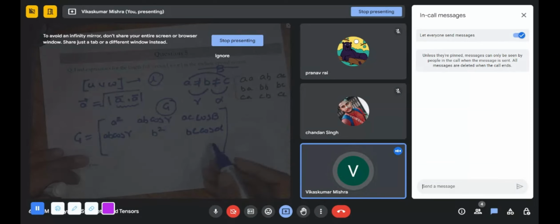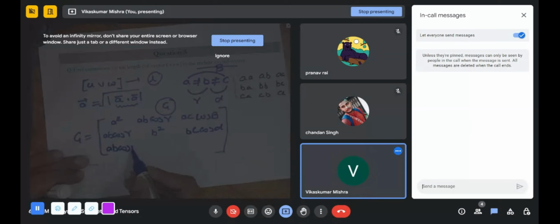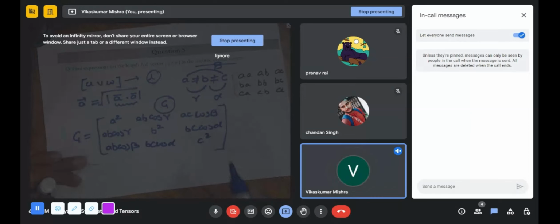And that's how we can complete all the things. That is AB cos of beta and BC cos of alpha, and it will be C square. We found the metric tensor. That's all we needed to do. So this is the metric tensor corresponding to the triclinic crystal system. So let's move ahead and complete our question and our answers. Let's go to the next page.